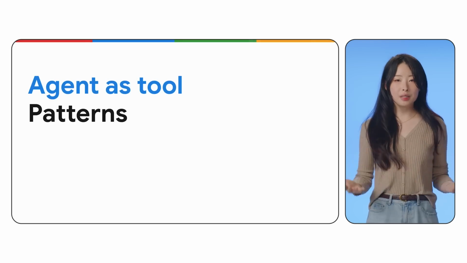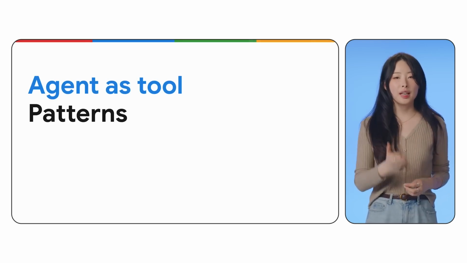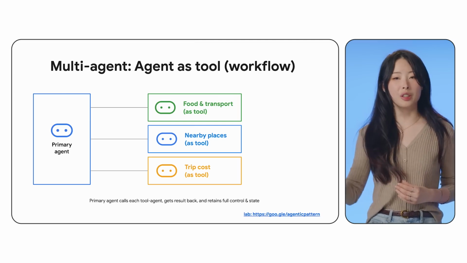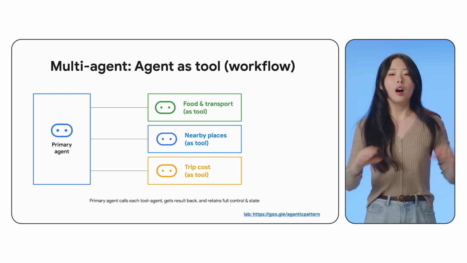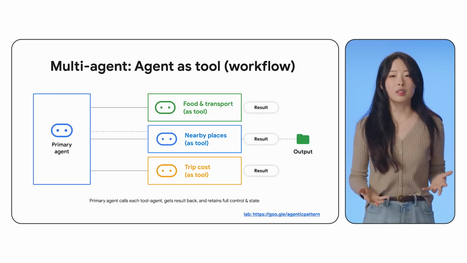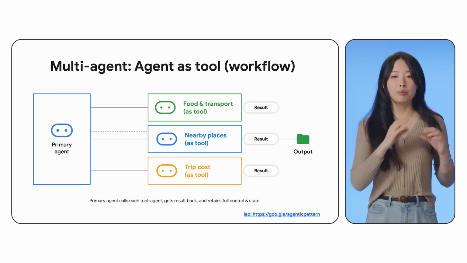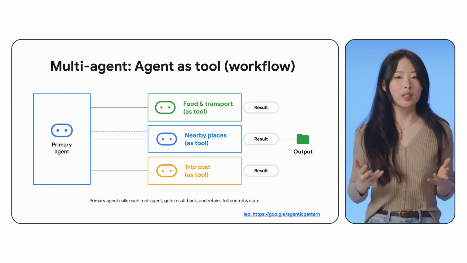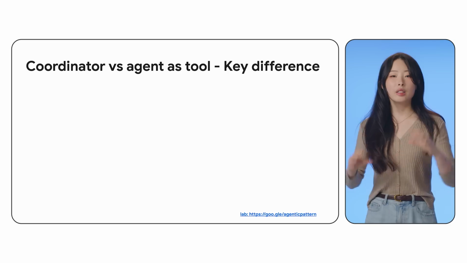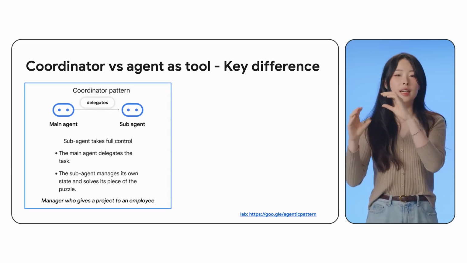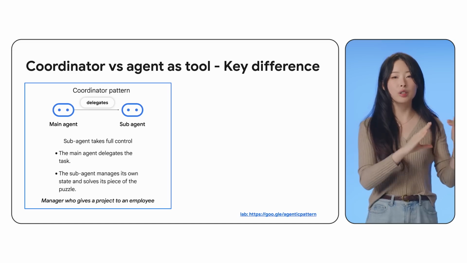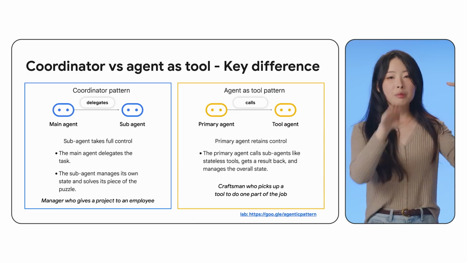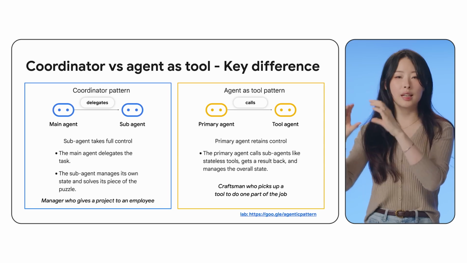And now let's get to the last part of today's video, which is agent as tool pattern. So let's talk about this subtle but very powerful alternative to the coordinator, the agent as a tool pattern. On the surface level, it looks very similar to coordinator. You have a primary agent and several specialized sub-agents. But the key difference is in control and state management. In the coordinator pattern, the main agent delegates the task, the sub-agent takes full control and solves its piece of the puzzle. But in the agent as tool pattern, the primary agent treats a sub-agent like a simple stateless tool.